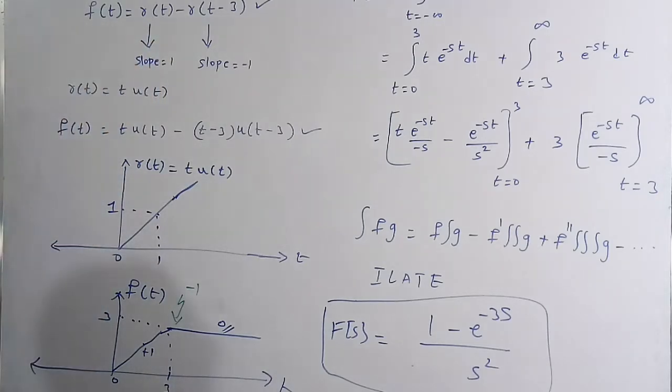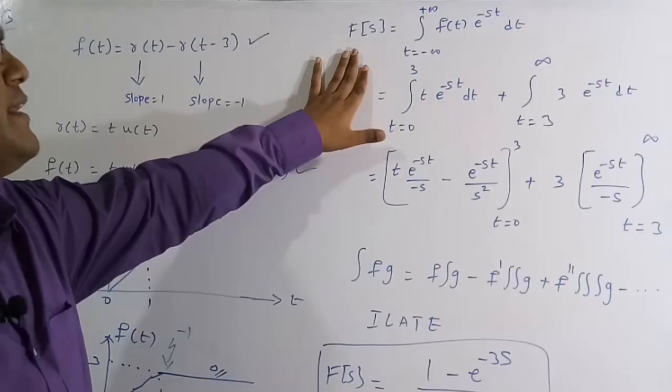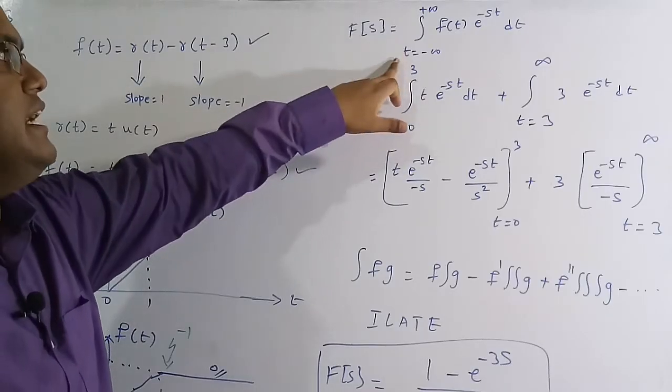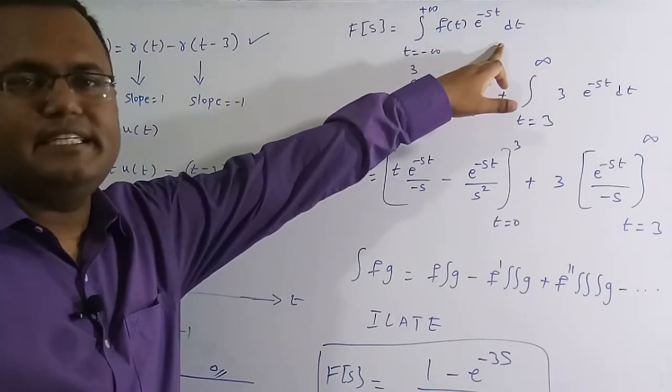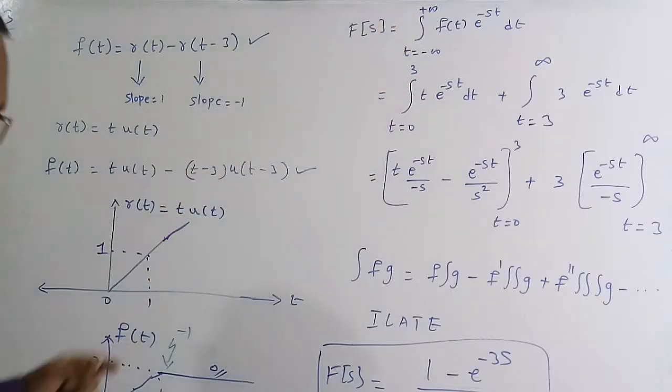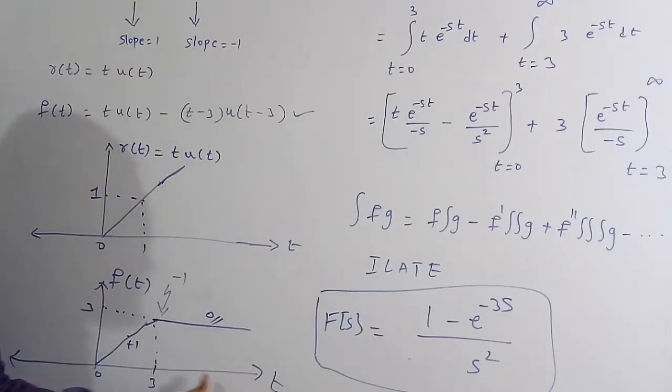Now you have to find the Laplace transform of the signal f of t. The relation is F of s is equal to the integration from t equal to minus infinity to plus infinity of f of t e to the power of minus st dt. And if you see carefully, this f of t is defined only from 0 to infinity. From minus infinity to 0 this function is 0.